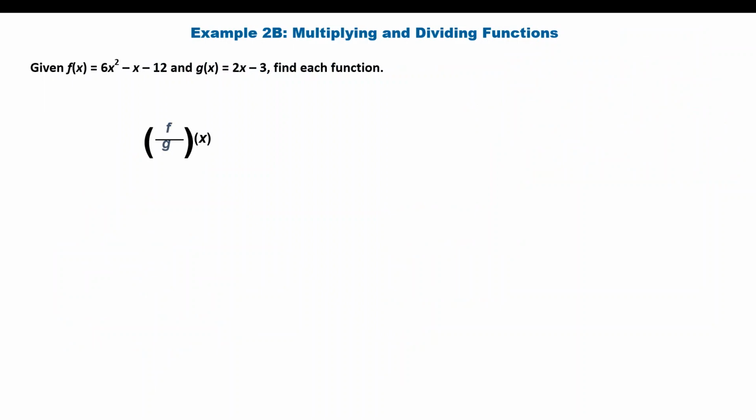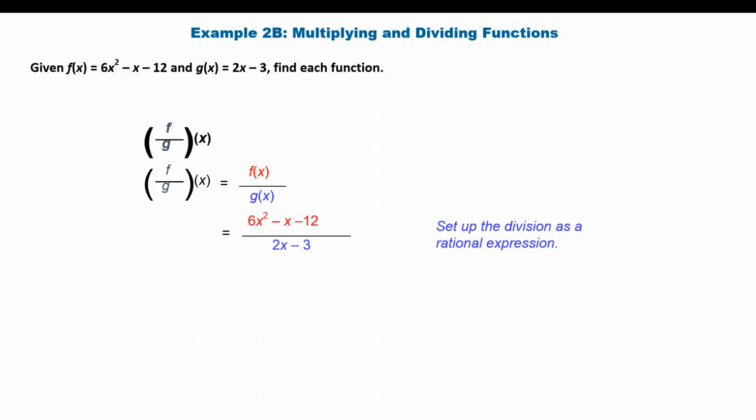All right, and this one is division. Again, the very first thing we need to do is realize that we're just going to say the function f of x divided by the function g of x. We want to set up a division as a rational expression, and you know how to do that now. Remember, always factor first, factor first, factor first.